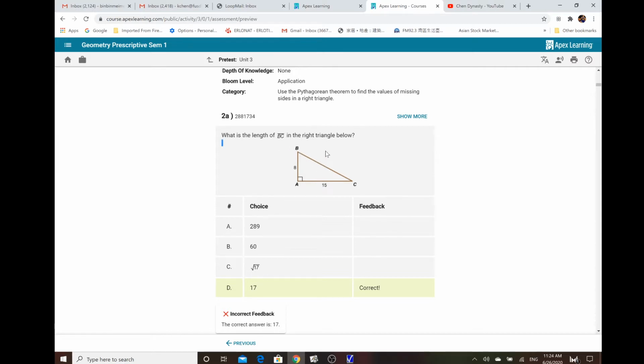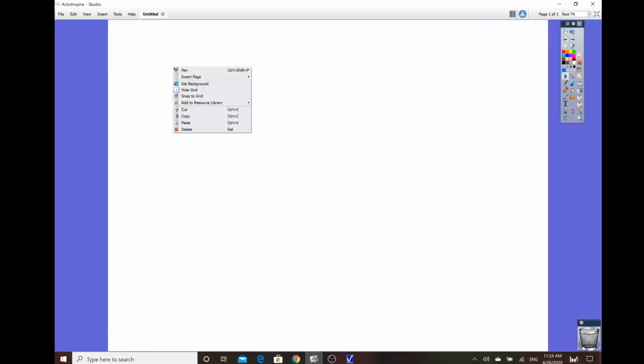Okay, I just want to copy and paste the triangle. It doesn't allow me to copy and paste the triangle. Here we go. So copy image, and let's just put it right here.